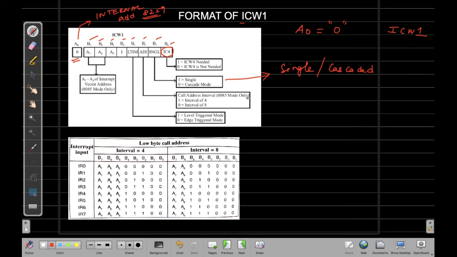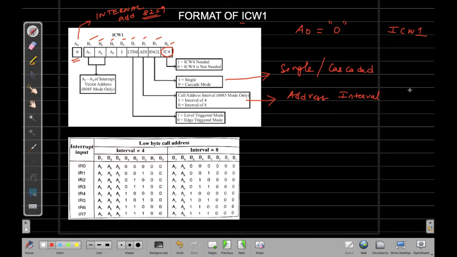Then the third bit is called ADI. AD stands for address, I stands for interval. When I say interrupt, every interrupting device should have an address. The meaning of this is all the interrupts which are serviced by this 8259 IC are vectored.